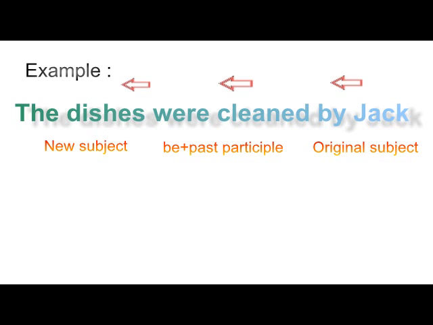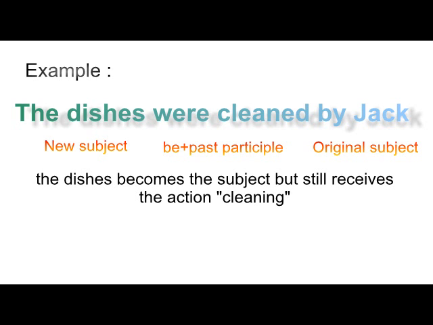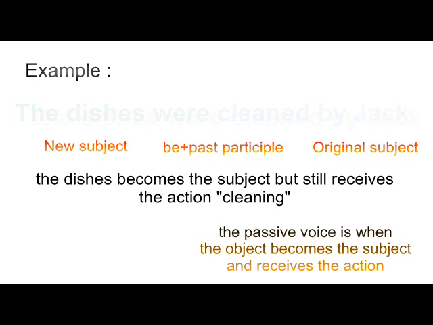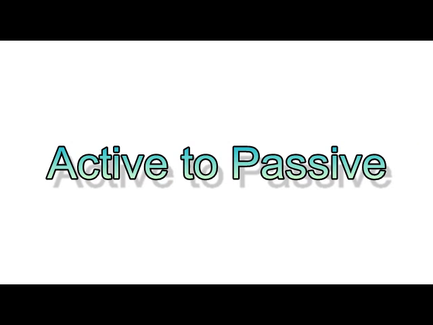Now, the action verb cleaning, as you can see, is moving from right to left, so the new subject, the dishes, receives the action, cleaning, instead of doing the action. So the dishes become the subject but still receive the action, cleaning. So what is passive voice? The passive voice is when the object becomes the subject and still receives the action.